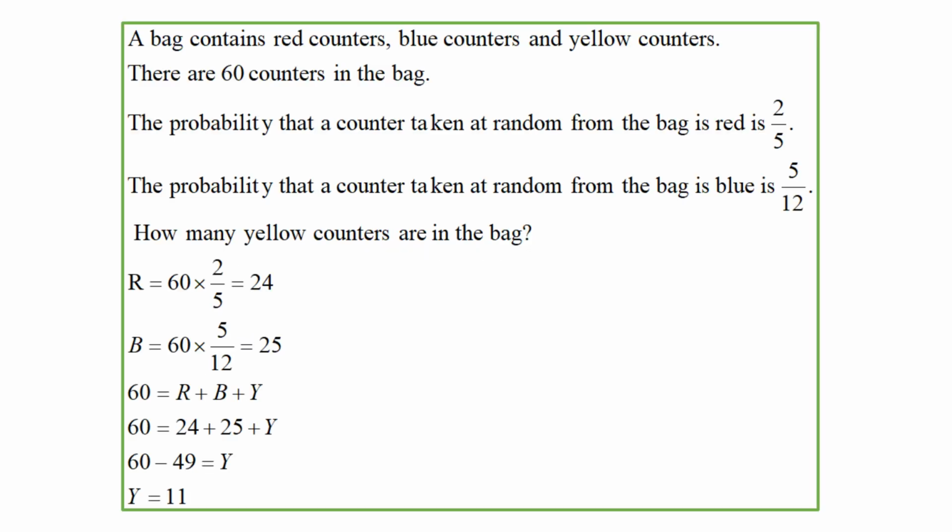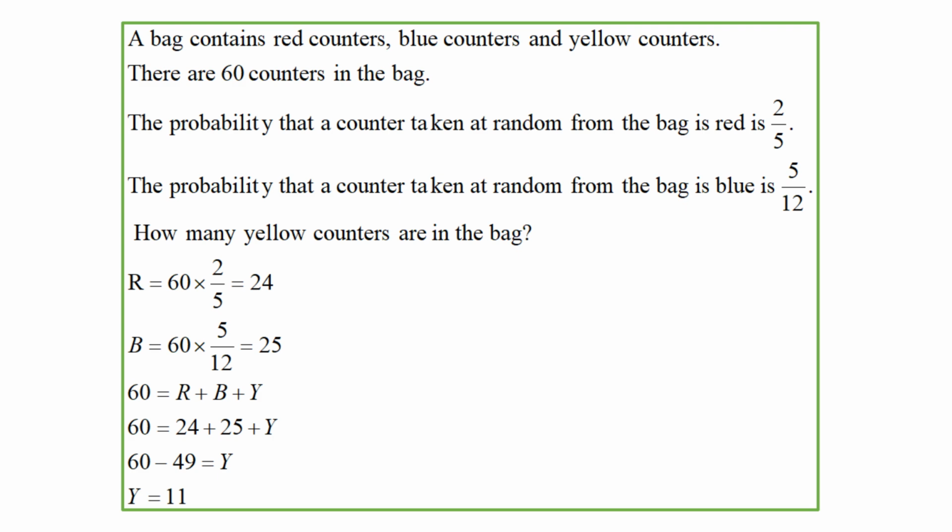Question 8. In this question we have an interesting probability problem to solve involving colored counters in a bag. Let's break it down step by step to find out how many yellow counters are in the bag. We know that the bag contains a total of 60 counters, which include red, blue, and yellow counters. We also have some information about the probabilities of selecting each color.